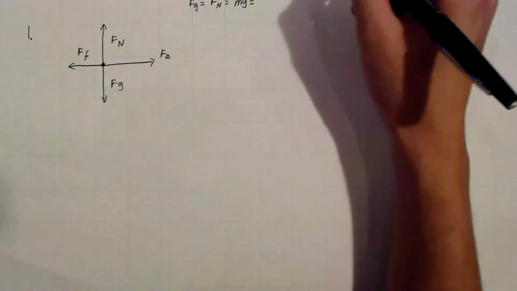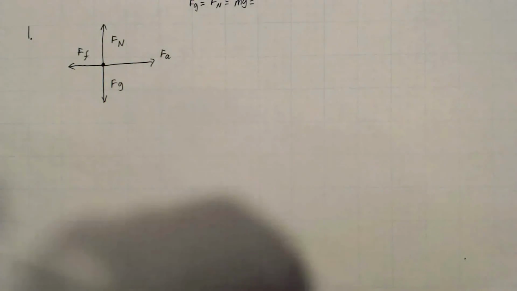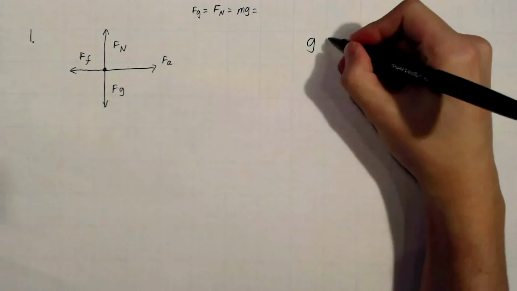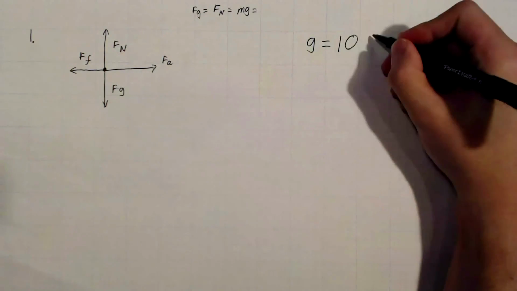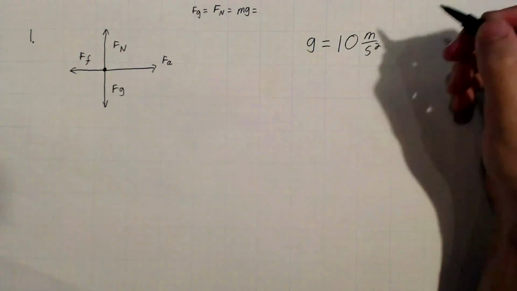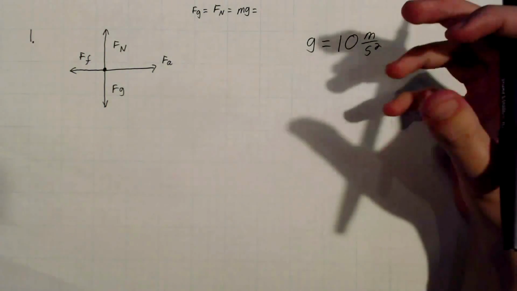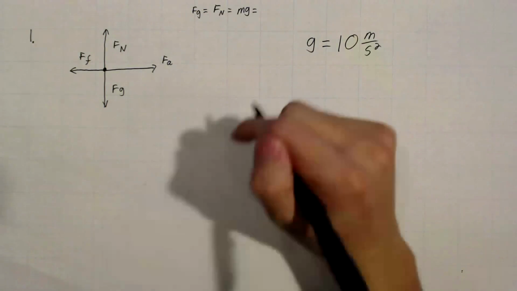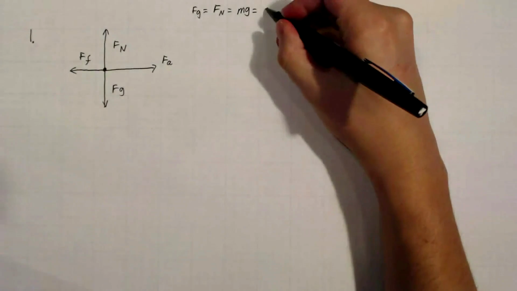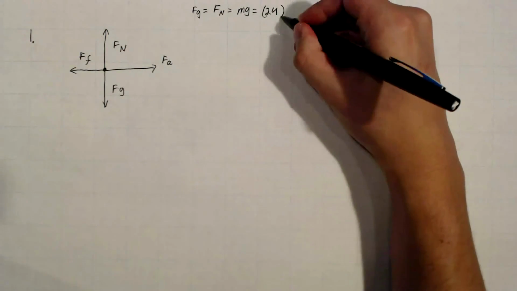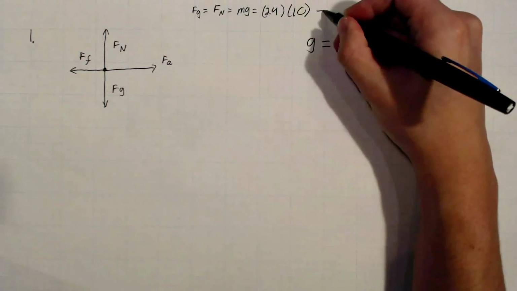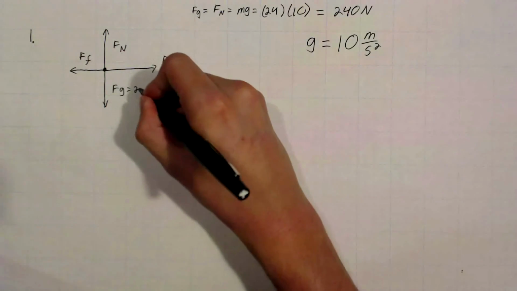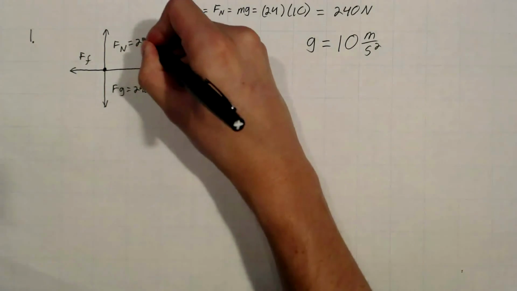Okay, for this video, I'm going to be using g equals 10 meters per second squared, just to simplify calculations. You're going to get answers that are a little off, but as far as I know, Ms. Casey O'Brien's okay with you using that on the quiz. So this is going to be equal to mass, which is 24 kilograms, times 10, which is going to be equal to 240 newtons. So this equals 240, this equals 240.